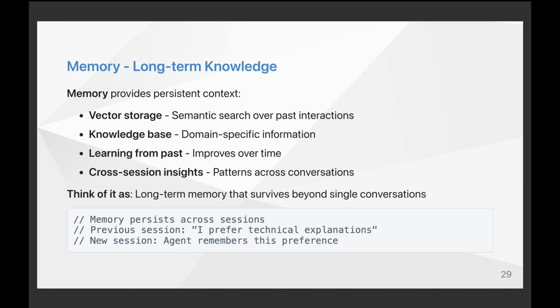Memory is your long-term knowledge. It persists beyond single conversations. It provides vector storage for semantic search, maintains domain-specific knowledge bases, enables learning from past interactions, and identifies patterns across conversations. Think of it as a long-term memory that survives restarts. If a user tells you they prefer technical explanations in one session, memory ensures that the agent remembers this in future sessions. It's what enables agents to truly learn and improve over time.